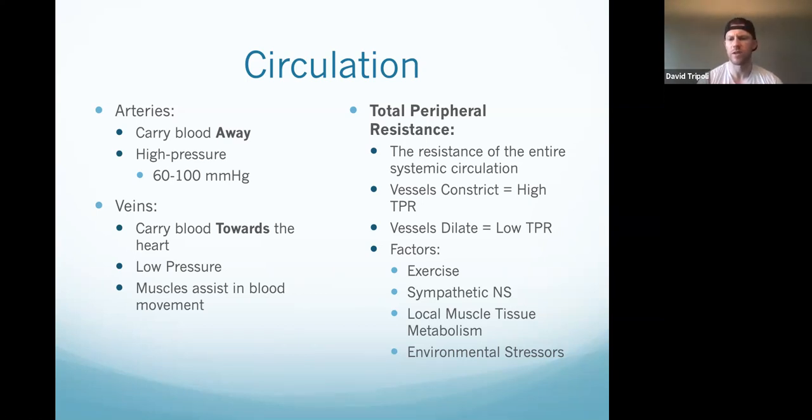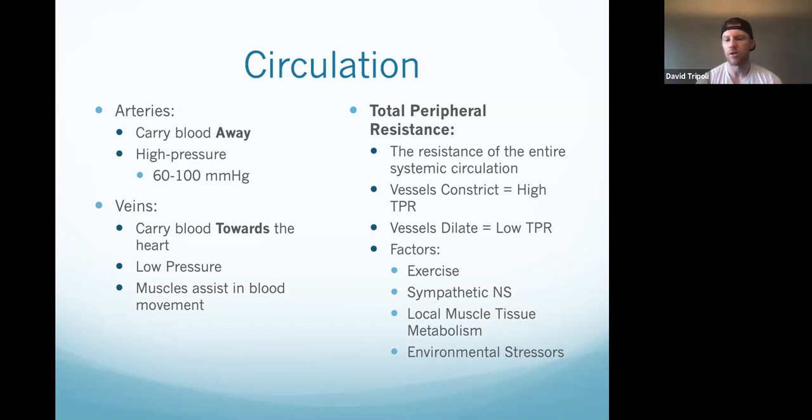Total peripheral resistance, just the definition of it. So the resistance of the entire systemic circulation. So again, just total resistance that's going on. When blood vessels constrict, right, you're going to have higher total pressure. And when they widen or dilate, you're going to have lower total pressure. And you want that exchange between both. You don't want them always constricted, and you don't want them always just nice and big. You want that pressure to change.